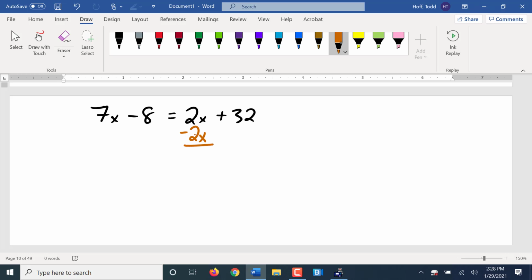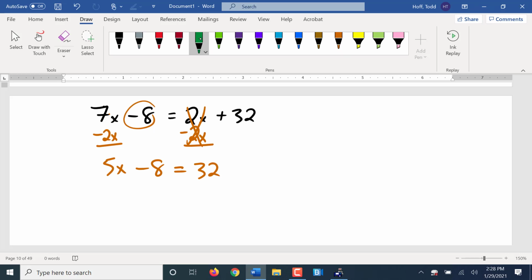Now, if we subtract 2x from one side, we have to do it to the other side. When we add or subtract, we must have the same name. So the only place we can take it away from on the left side is from the 7x. So 7x minus 2x is 5x. We still have the minus 8 there, equals, here the 2x cancel out, we still have 32. Now this is in a form where we can solve it.